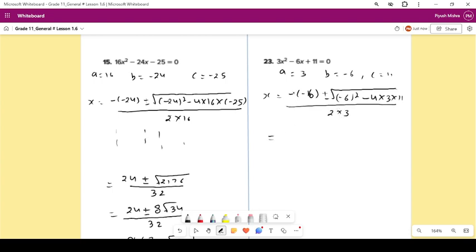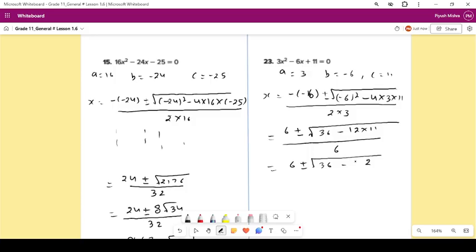Solve it further. Minus minus will give you plus, plus minus square root of 36 minus 4 threes are 12 times 11, by 6. So 6 plus minus square root of 36 minus 132 by 6. Further solve it. 6 plus minus square root of minus 96 upon 6.